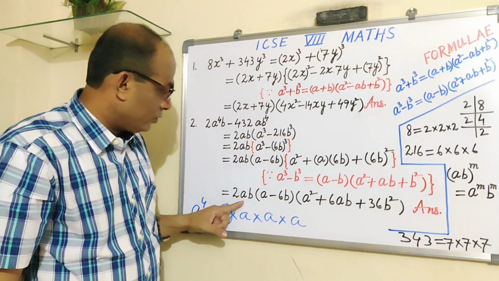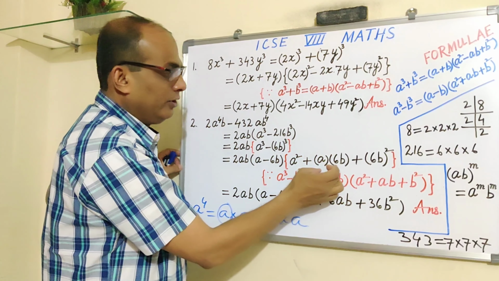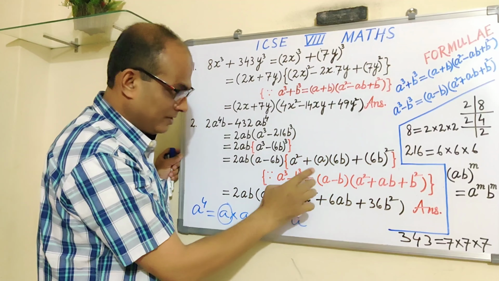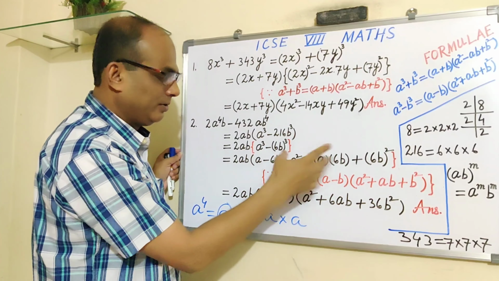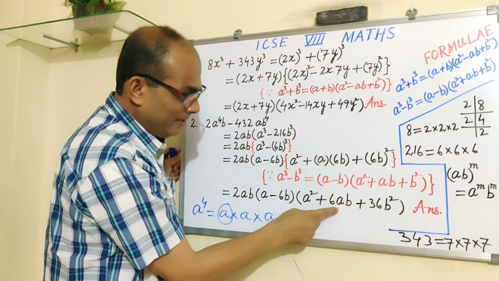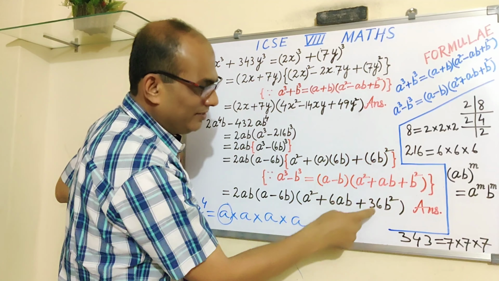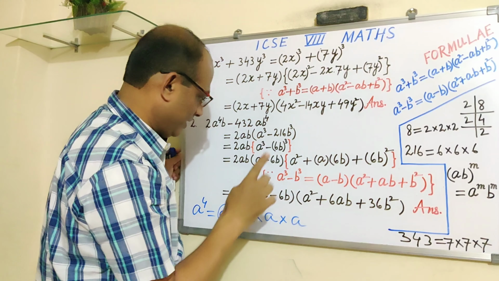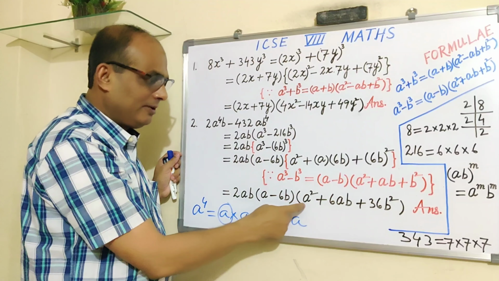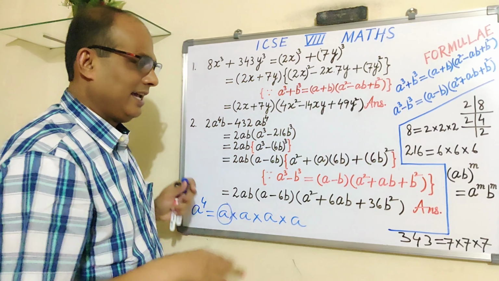Okay. Now 2ab as it is, a minus 6b. Now because I used two brackets, one curly and one circular, now we don't require two brackets, so I am removing one. a square, 6ab, everything is same because they are in product. And 6 square means 36 and b square, so 36b square. So finally you are getting 2ab outside, in one bracket a minus 6b, in another bracket a square plus 6ab plus 36b square. This is the answer.